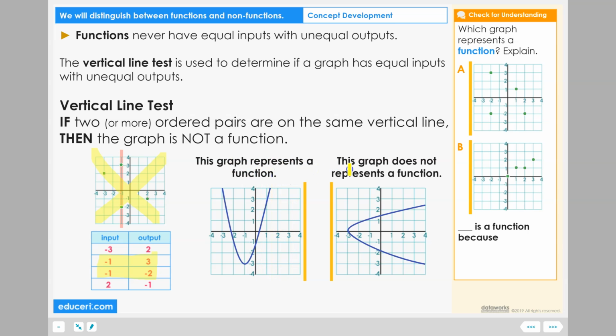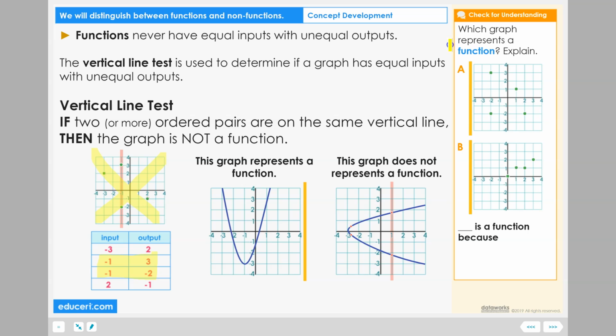In this example, this graph does not represent a function, and that's because as we start to scan it with the vertical line test, we quickly see that we can find one vertical line with two ordered pairs crossing the graph. If we keep on scanning, we keep on finding more and more vertical lines that all fail the test for a function. This graph does not represent a function.